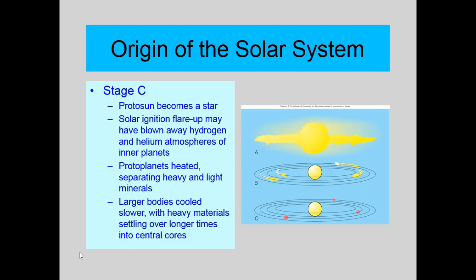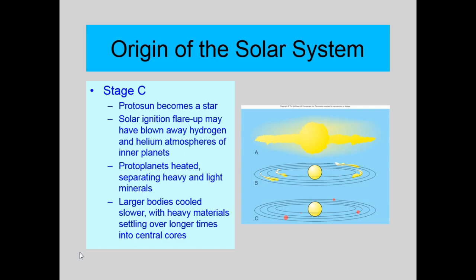All right. Finally, that protostar settles down and becomes a sun, a star. Okay? Main sequence star. Beginning its life as a star. Now, guess what? You can still have these solar ignition flare-ups. Okay? They may have happened in the earlier stage, and one of those, just like you were saying, may have hit Mars and blown away most of its atmosphere. Hey, it probably hit Mercury and blew all of its atmosphere off. Okay? It's so close to the sun. Really, really likely to have happened.